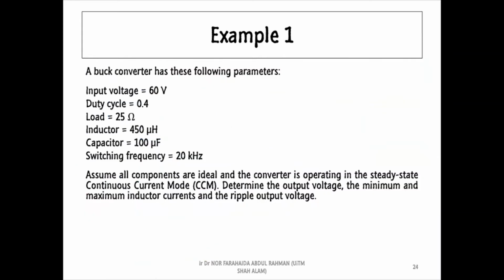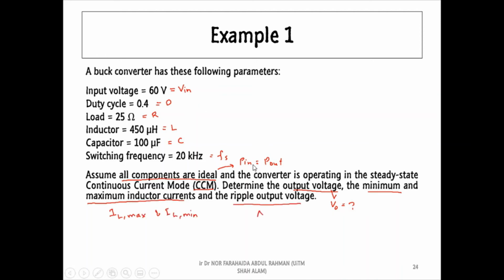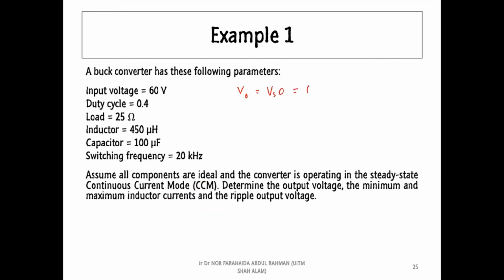Now, let's look at this example question. We are given these following parameter values, and we need to assume all components are ideal. Therefore, the input power of the buck converter is equal to the output power. Based on the information, we need to determine the output voltage, minimum and maximum inductor currents, and ripple output voltage of the buck converter. First, we can calculate the output voltage using this equation.